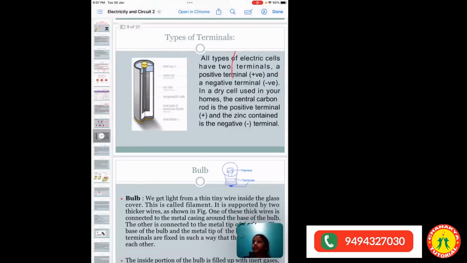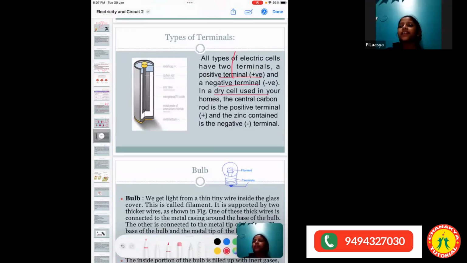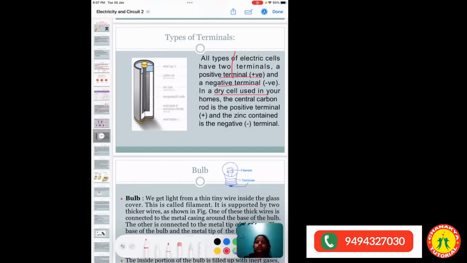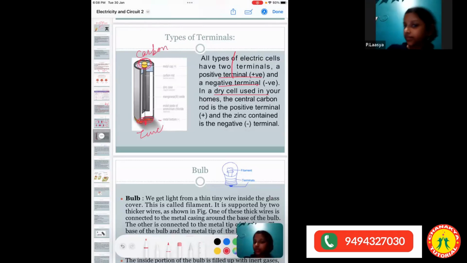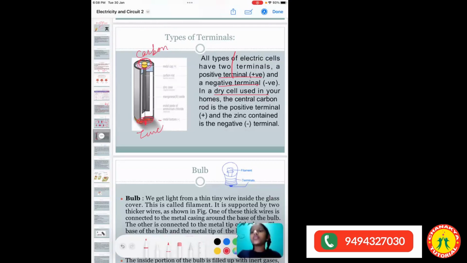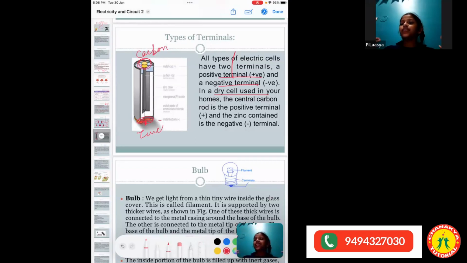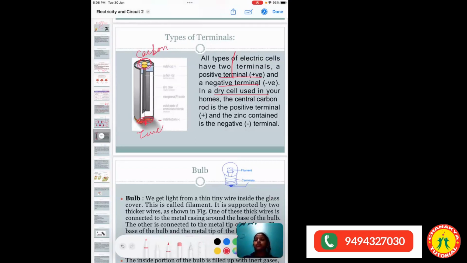Now, type of terminal: all types of electrical cells have two terminals, positive and negative. In a dry cell used in our homes, the down part will have the zinc and the upper part will have the carbon. I'm talking about a cell right now, not about the wire, Lasya. Yes, it will be there in that wire also, in different wires also.